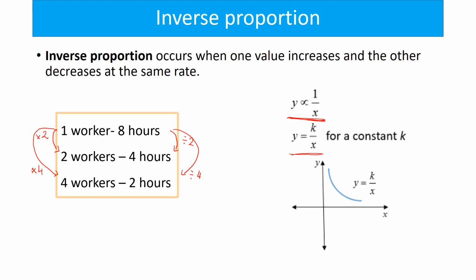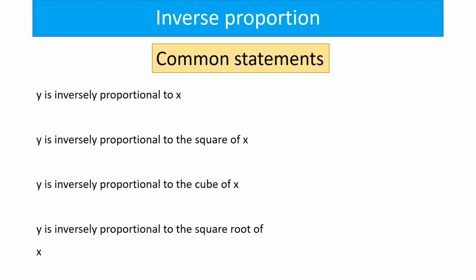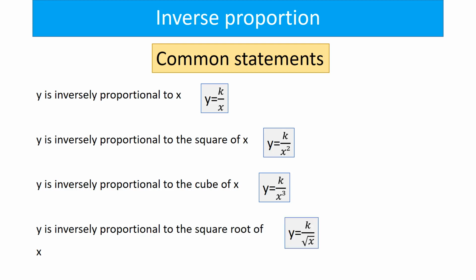Let's have a look at some common statements. Y is inversely proportional to x. This is what we just looked at. That's y equals k over x. Y is inversely proportional to the square of x: y equals k over x squared. Y is inversely proportional to the cube of x: that's y equals k over x cubed. And y is inversely proportional to the square root of x: y equals k over square root of x. Now let's have a look at some examples of problems.